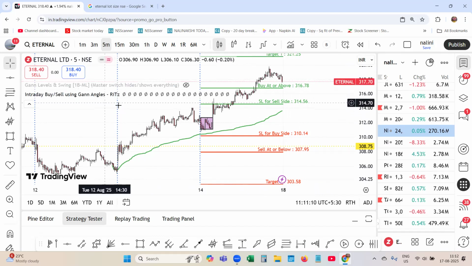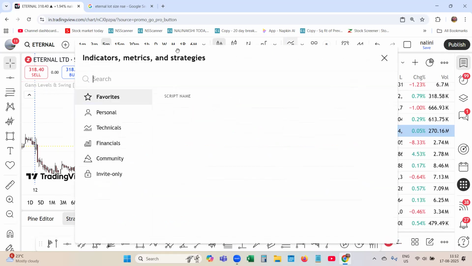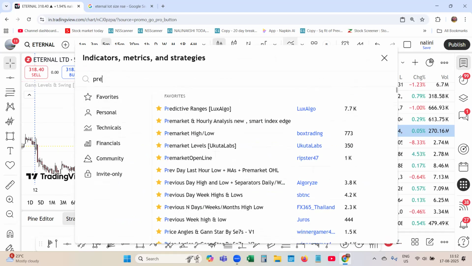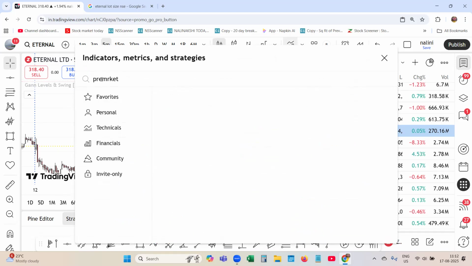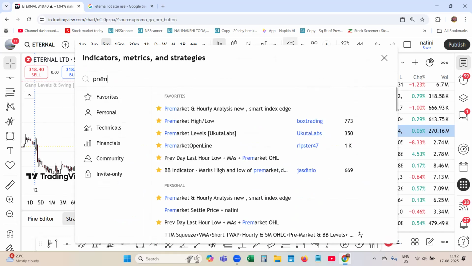Let me take out this indicator, intraday buy sell indicator. One indicator is available for pre-market levels, pre-market hourly, box trading, pre-market open line. This one, pre-market open line by Ripster. Note down, I'm slowing it down. Slowly I'm telling you, pre-market open line with Ripster 47.